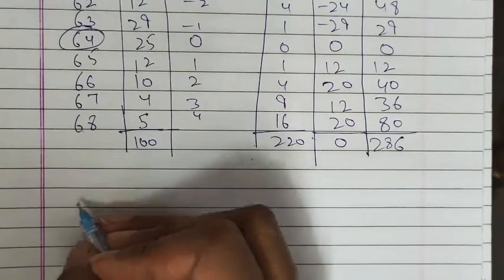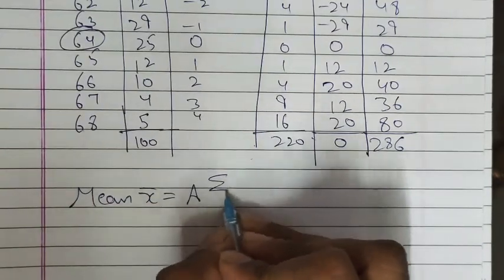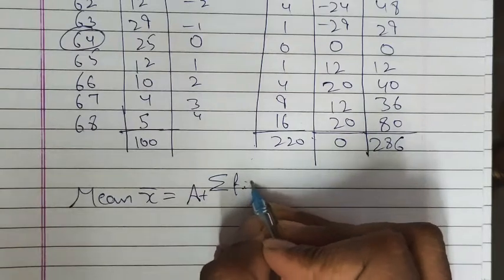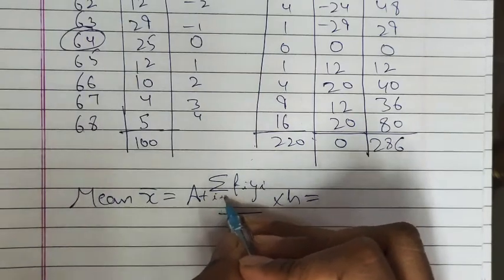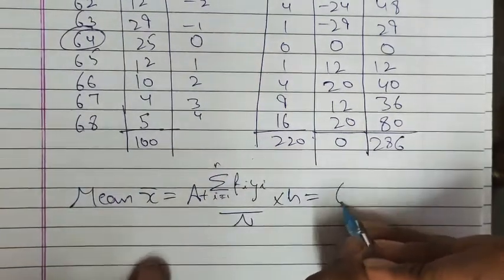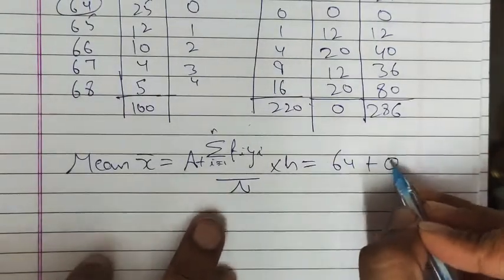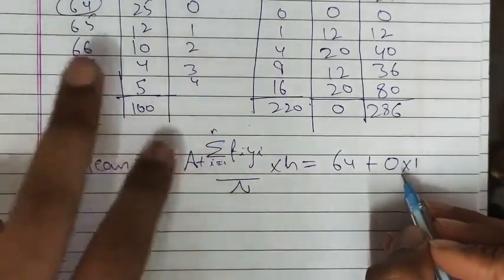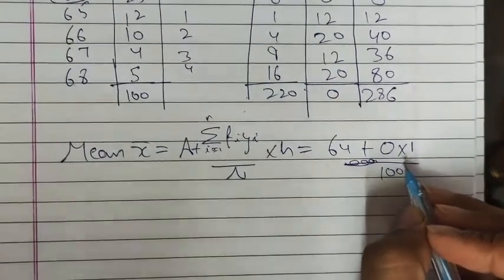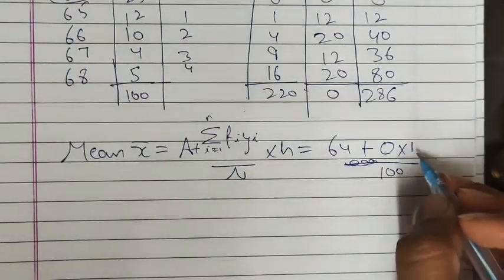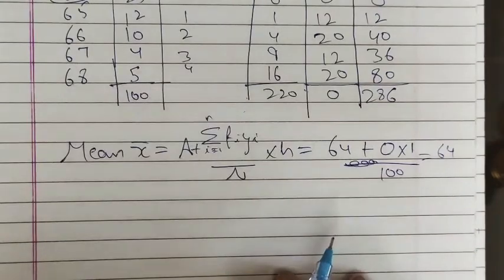So mean formula, using shortcut method, so x bar is equal to a plus sigma fi yi upon n multiplied by h, i is equal to 1 to n. A is 64 plus sigma fi yi, so it is 0, multiplied by h value 1, upon 100. So which is equal to 0 upon 100, which is 0, so it is equal to 64. So mean is 64.